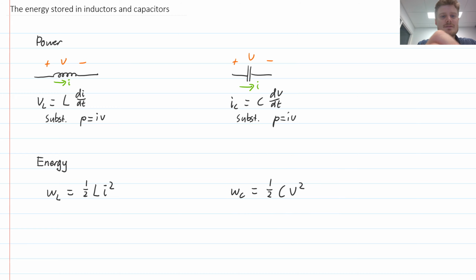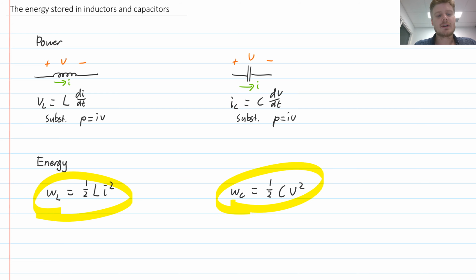And in both cases, we have this kind of standard energy relationship. You see this sort of thing in many places in physics: 1/2 times a constant times a variable squared. So 1/2 Li squared, 1/2 CV squared is the energy that is stored in these elements here. And so these are equations that you should know. You should just be able to write down what is the energy in each of these circuit elements.